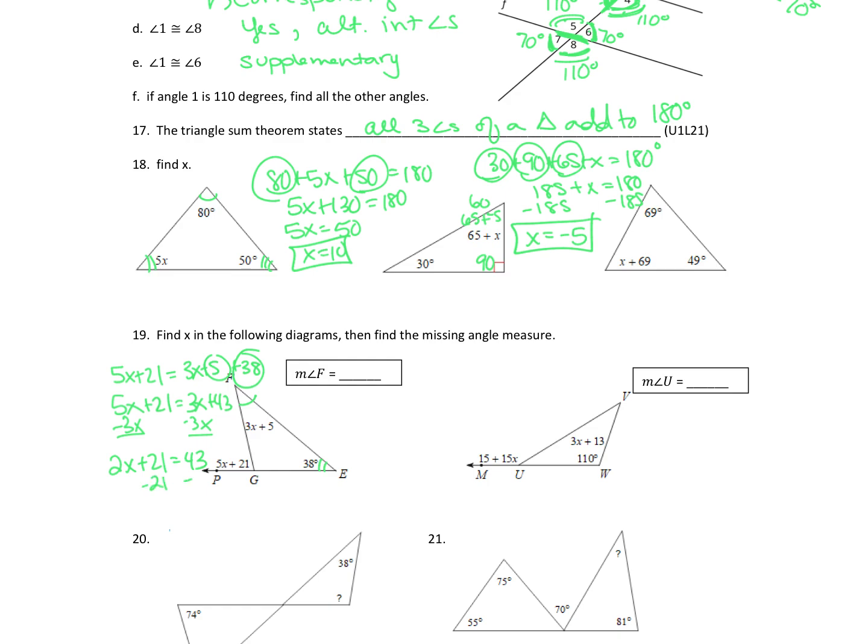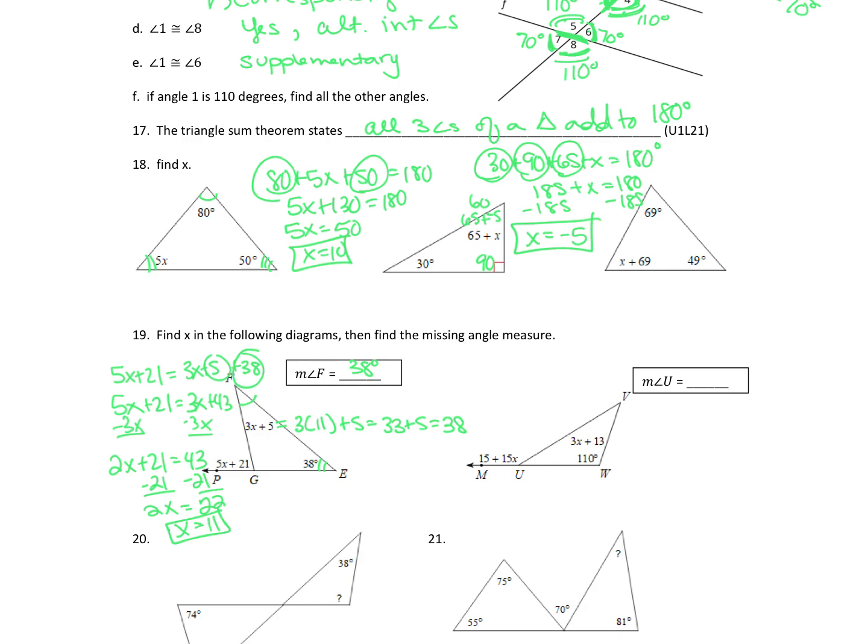Let's subtract the 21 over. I get 2x equals 22. Let's divide by 2, and I get x equals 11 for that problem. But it wants to know what F is, so let's go plug my 11 in. 3 times 11 plus 5 is 33 plus 5, which is 38 degrees for angle F.